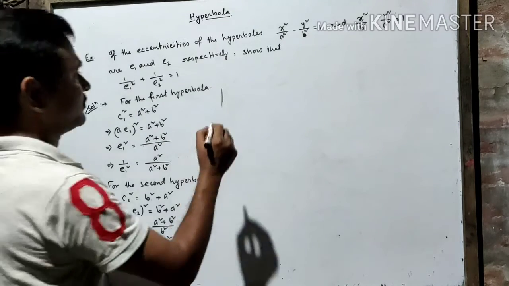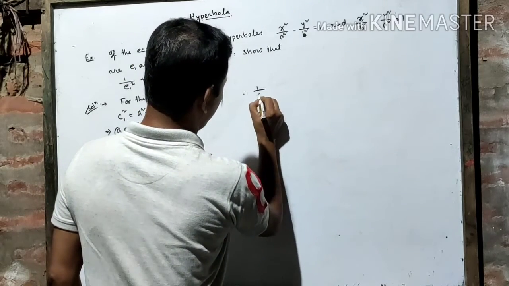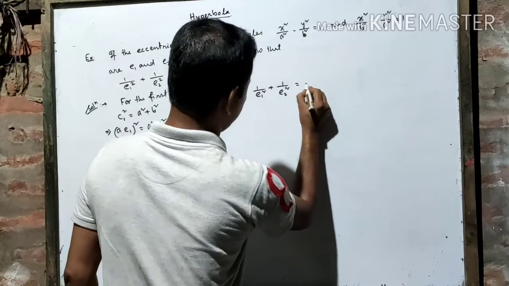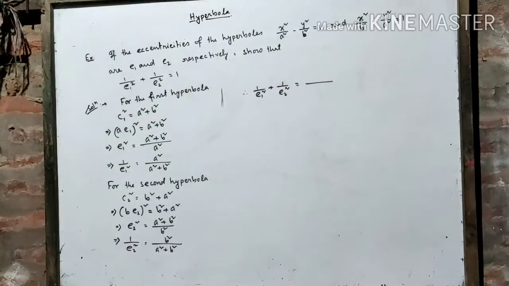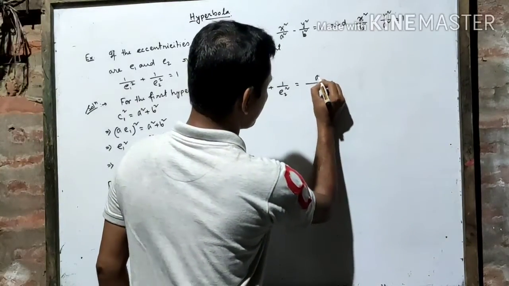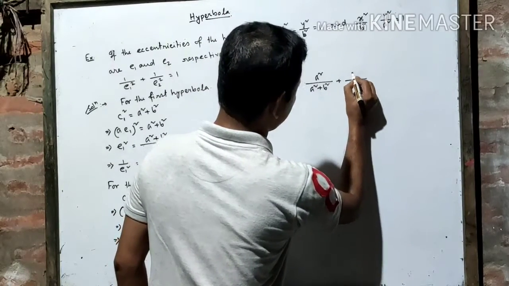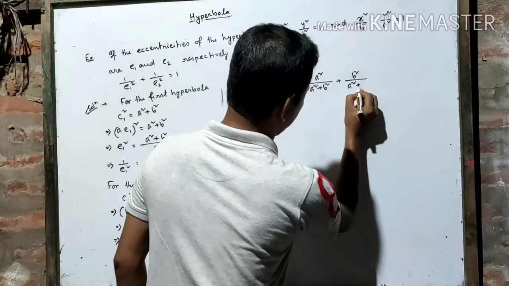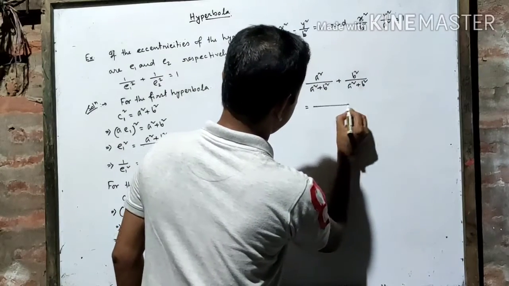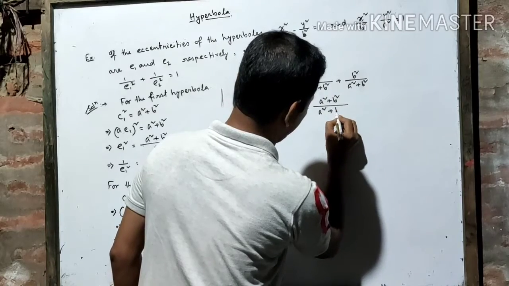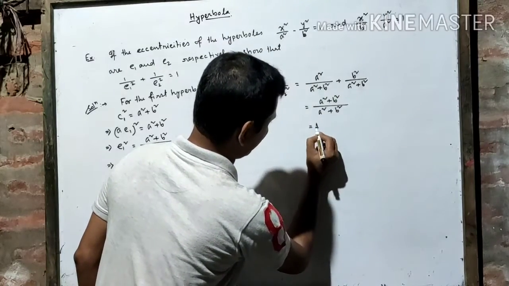Okay. Therefore, 1 by e1 square plus 1 by e2 square, where 1 by e1 square is a square by a square plus b square, and 1 by e2 square is b square by a square plus b square, is equal to a square plus b square by a square plus b square, and this is equal to 1. Thus proved.